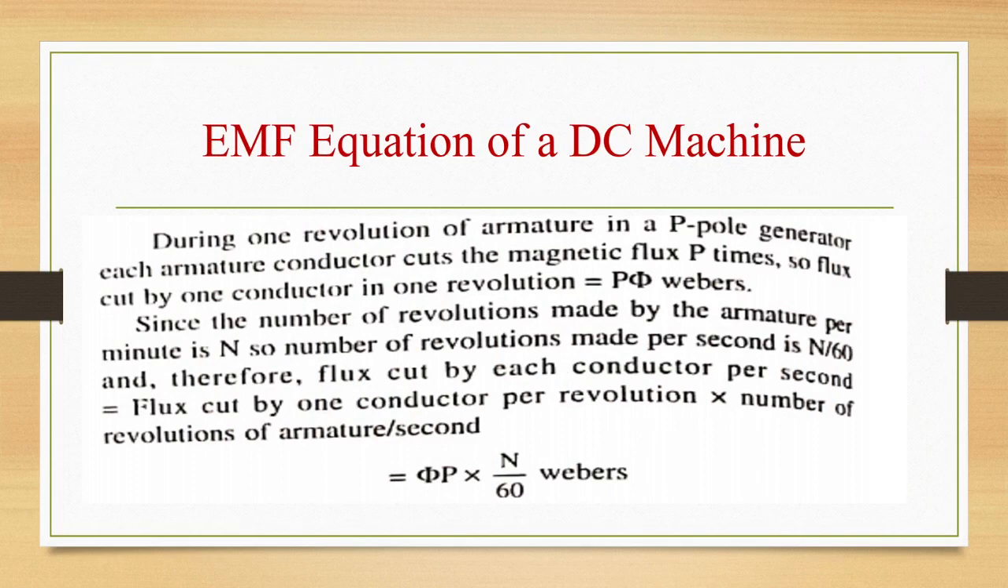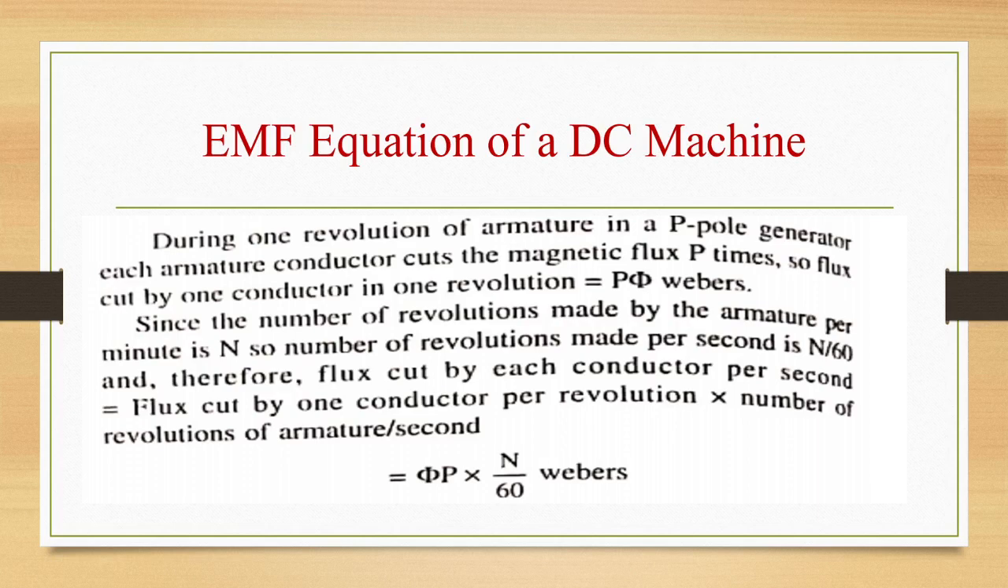During one revolution of the armature in a P-pole generator, each armature conductor cuts the magnetic flux P times. So flux cut by one conductor in one revolution is Pφ webers. What we are telling here is, during one revolution of the armature in a generator having P number of poles, each armature conductor will cut the magnetic flux P times, so that flux cut by one conductor in one revolution is Pφ webers.